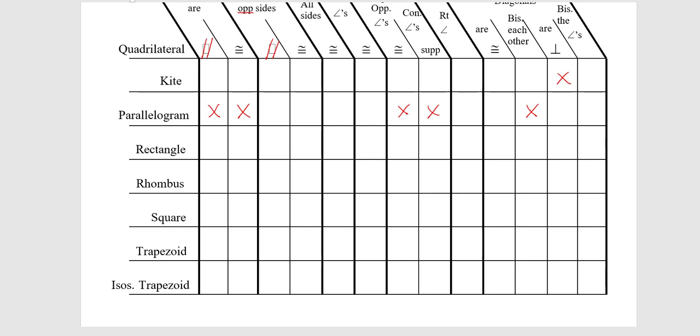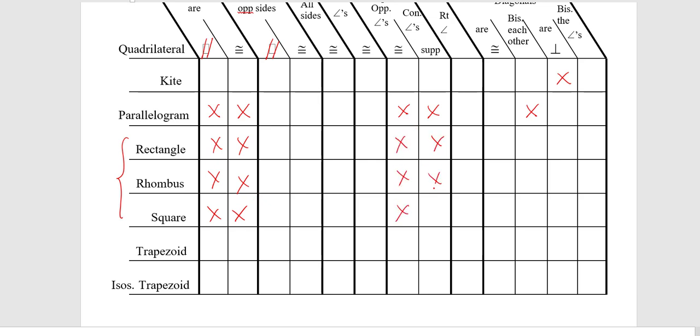Now, the nice thing about that is we know that these three are all parallelograms. That's the definition. By definition, all of them are parallelograms. So because we know the properties of a parallelogram, we can go like this. This is true. This is true. This is true. This is true. This is true. And now we just need to add a few more properties.